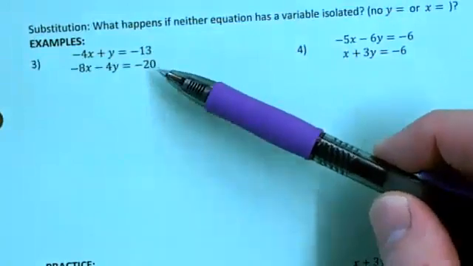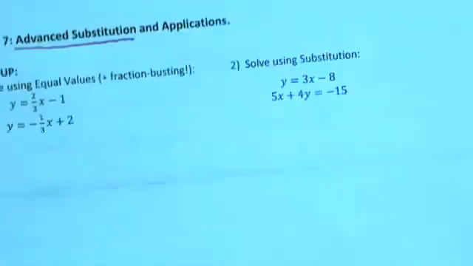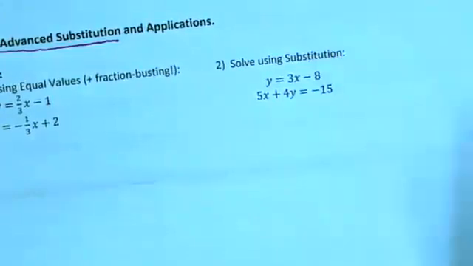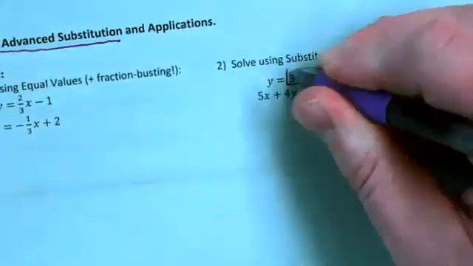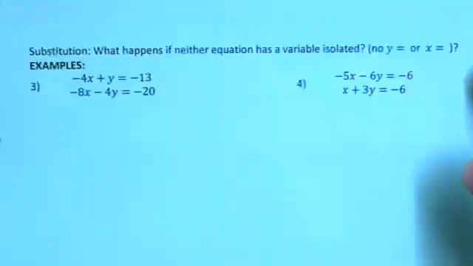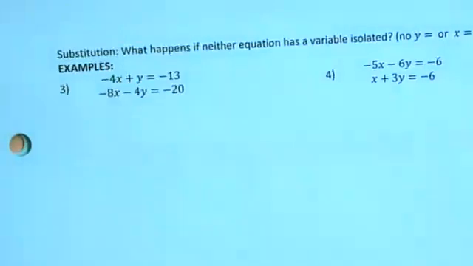There's no y equals, right? Look up at number 2 up here. You see how number 2 has an equation that says y equals? If we could do substitution here, we would take this 3x minus 8 and put it in for y right here. But we can't do this because we do not have an equation that says y equals, do we?